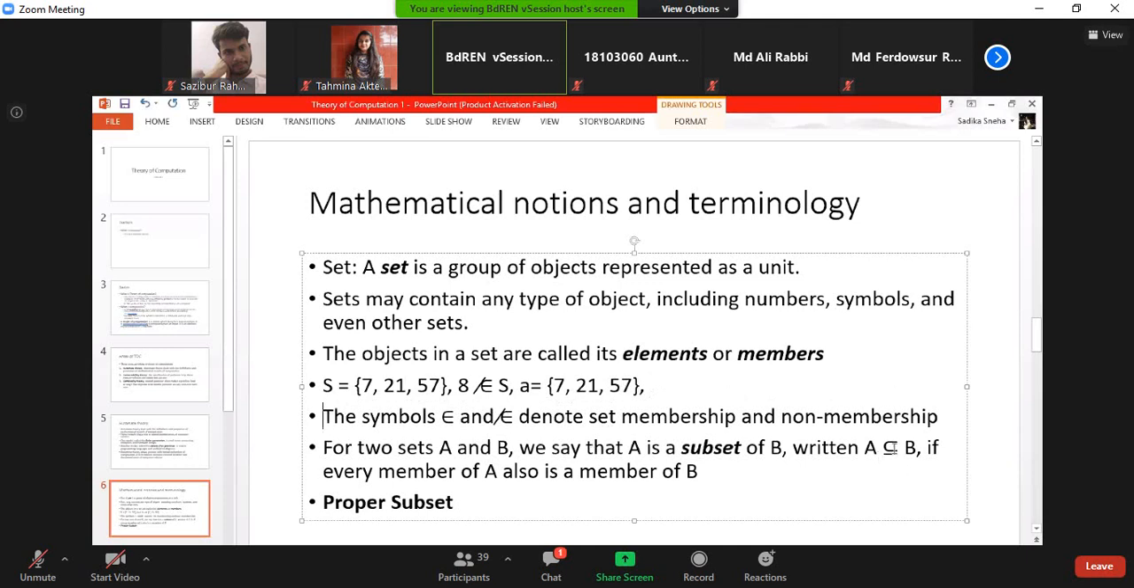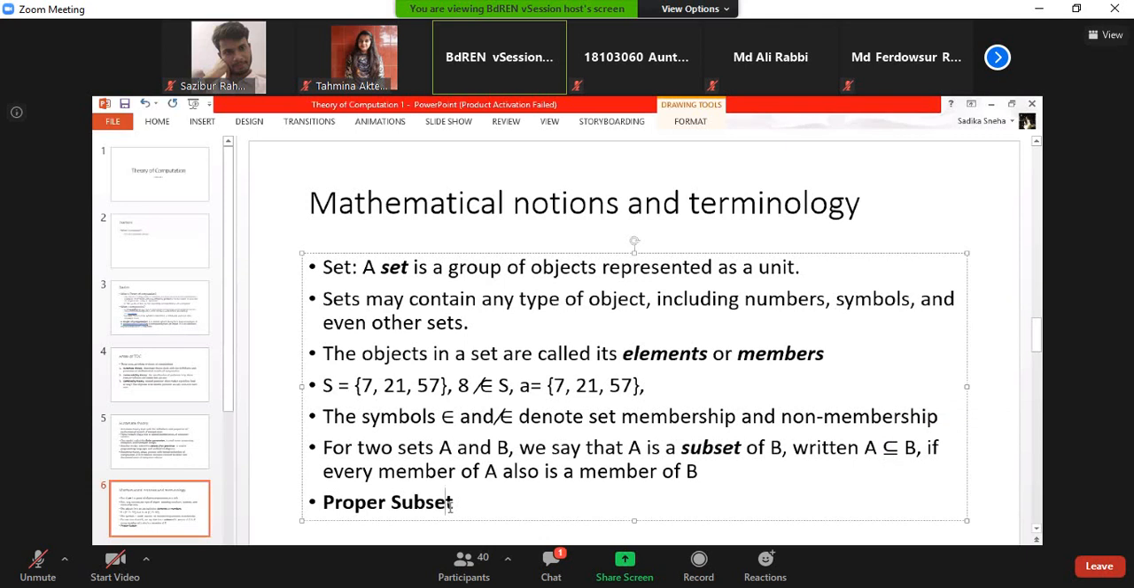Now, the sign above is the sign of subset, and the sign below refers to the equal sign. Okay. Now it says that A is a subset of B, so that means every member of A is also a member of B. So what is this proper subset?